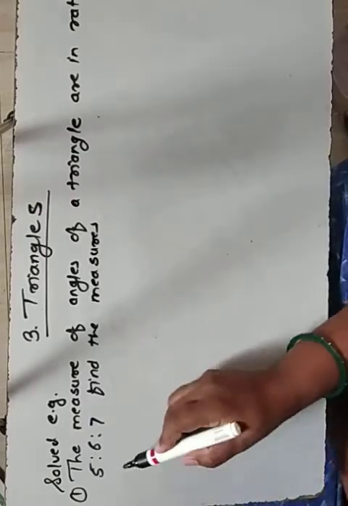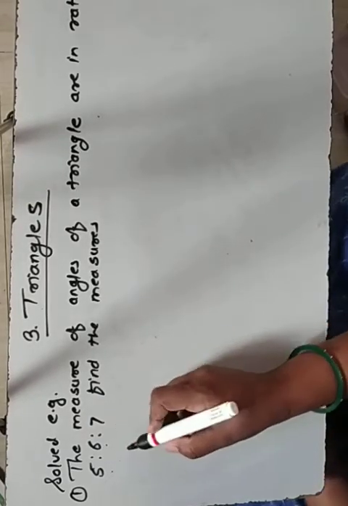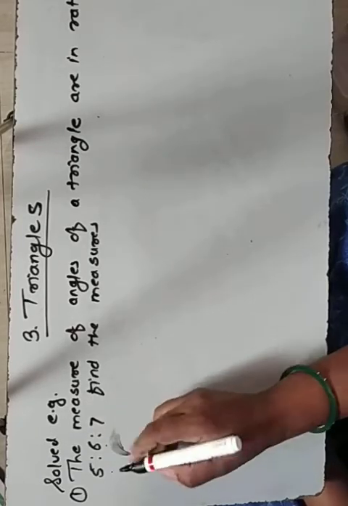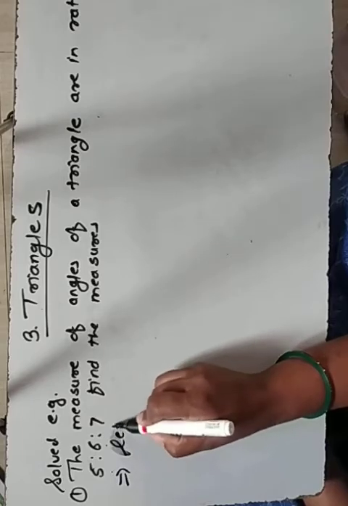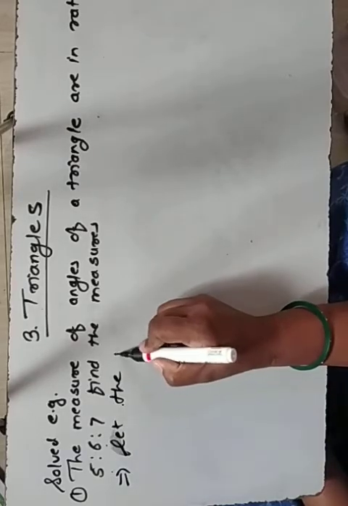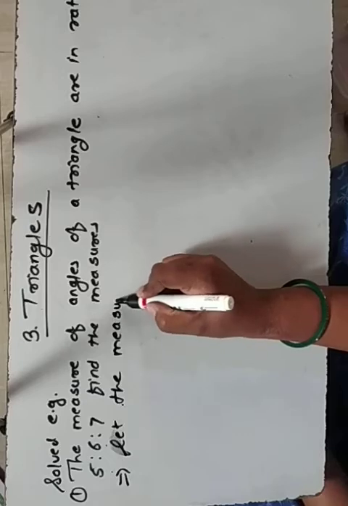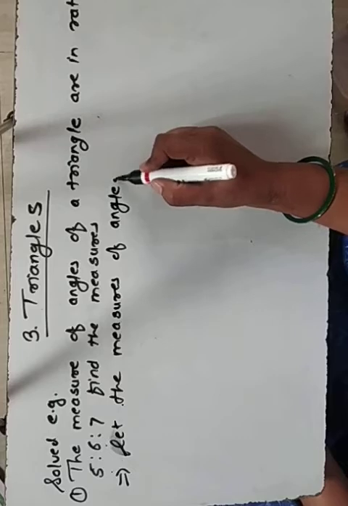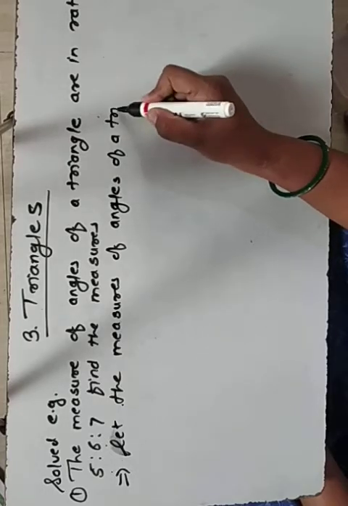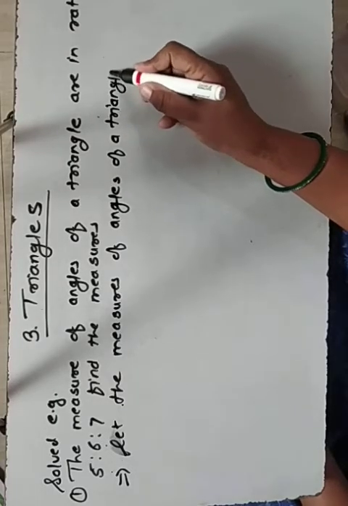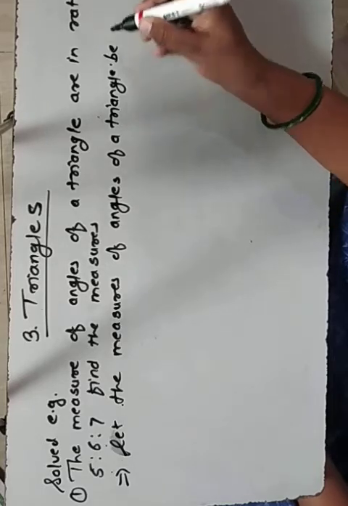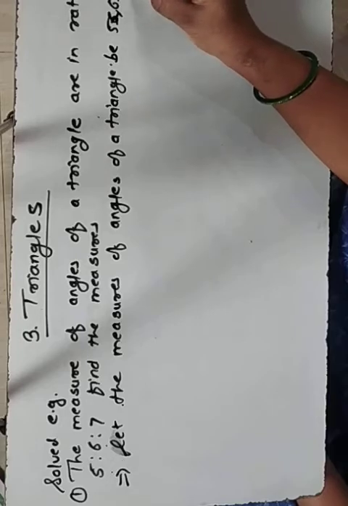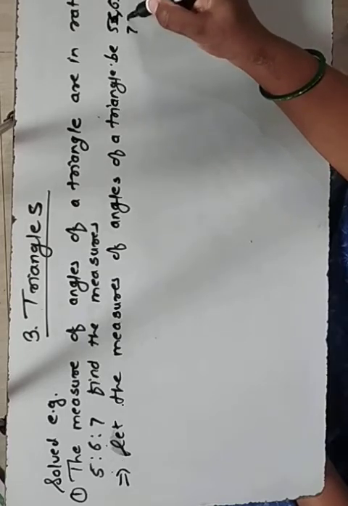First of all, the ratio given is 5:6:7. So we have to take the common multiple. Here we write: let the measures of angles of a triangle be 5x, 6x and 7x.